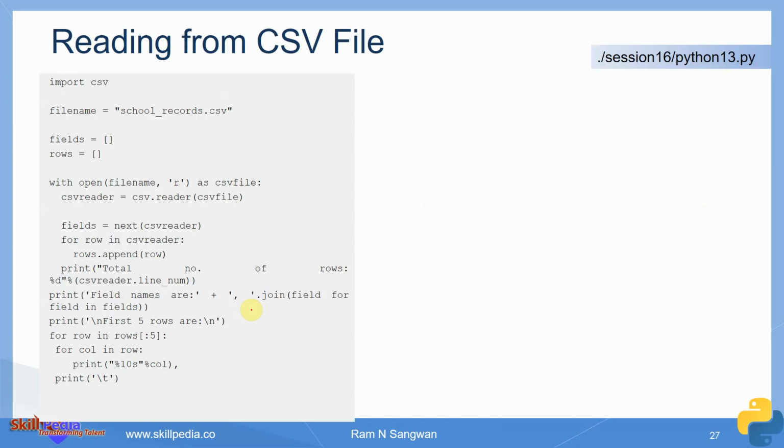Reading from a CSV file is quite simple, we use csv reader. We extract the fields, and then for each row in the csv reader we are fetching the values.